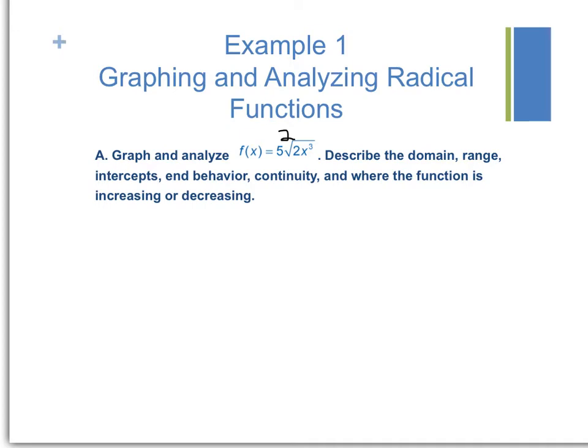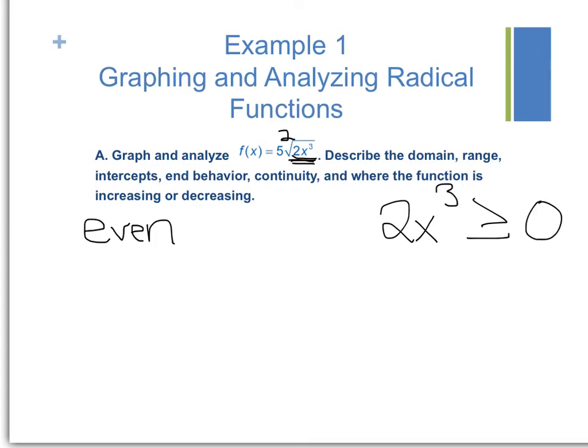And we're looking at the function f of x equals 5 times the square root of 2x cubed. Notice that the 2x cubed is underneath the square root. Since we have an index of 2, that makes it an even index, which means our function should only be continuous from 0 to infinity. We cannot have this 2x cubed be negative.